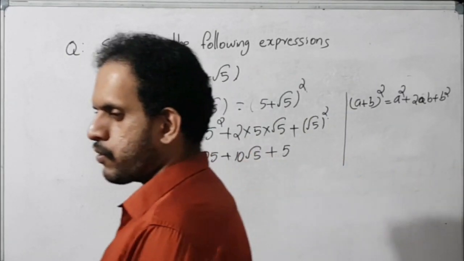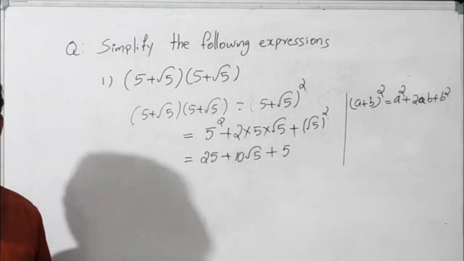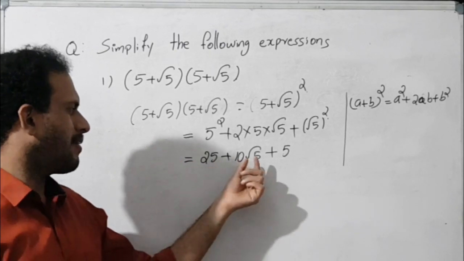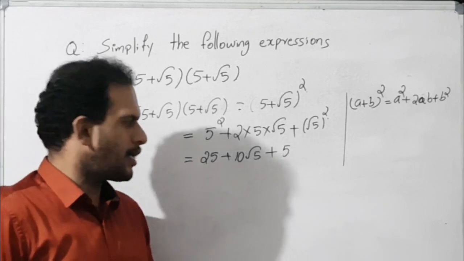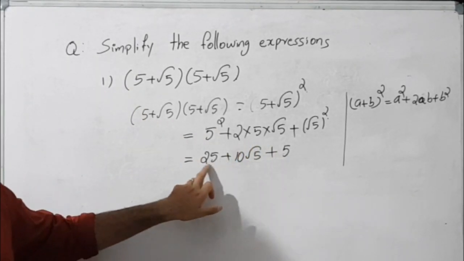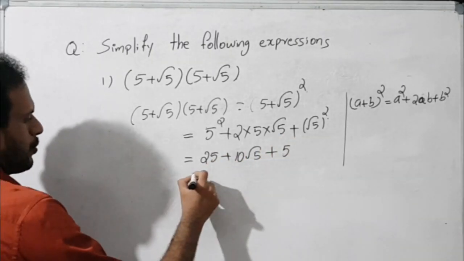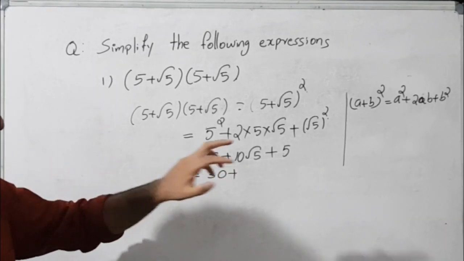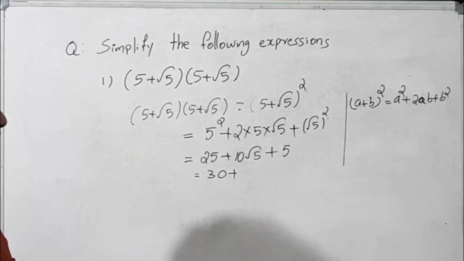Then what is possible to add here? 25 and 10 root of 5, is it possible to add? No, because 25 does not contain the irrational number root of 5. Here it is possible to add 25 and 5, correct? What is 25 plus 5? It is equal to 30, plus other numbers containing the irrational root of 5. There is no other number containing the irrational root of 5.